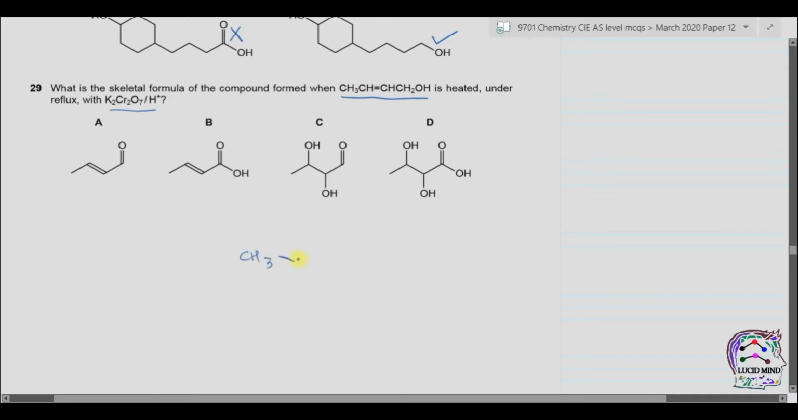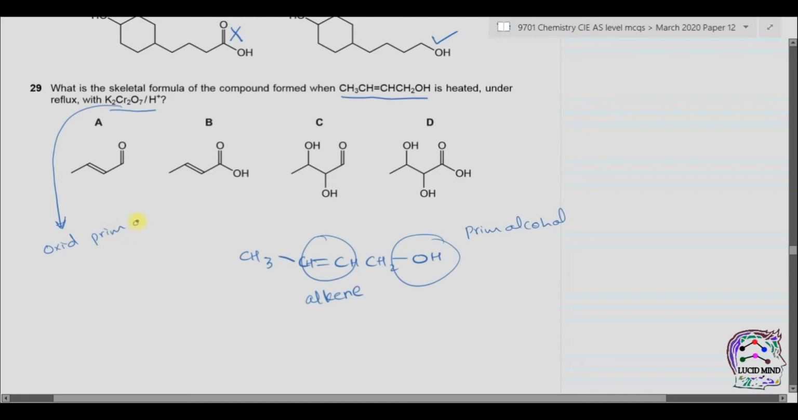CH3, C double bond C, CH2, OH. So we have primary alcohol and we also have a double bond, alkene. Now potassium dichromate is oxidizing agent. It oxidizes primary alcohol to aldehyde and aldehyde further to carboxylic acid.